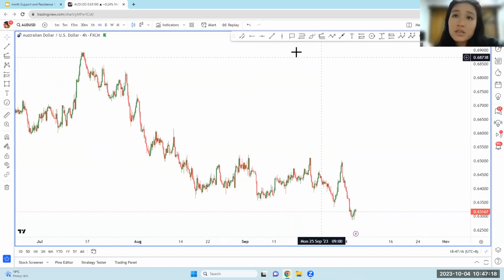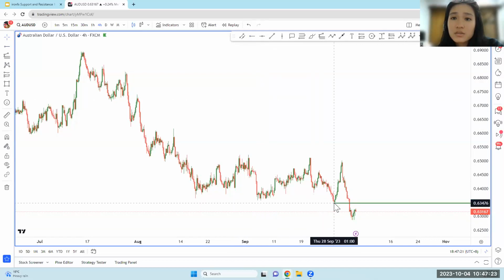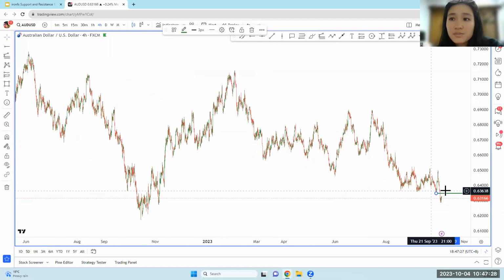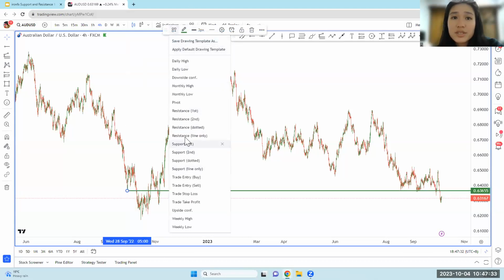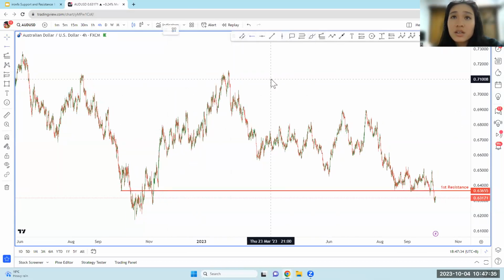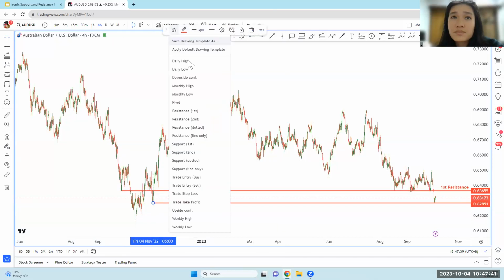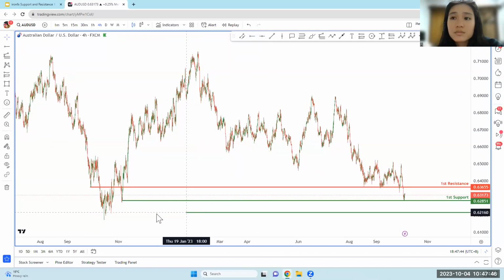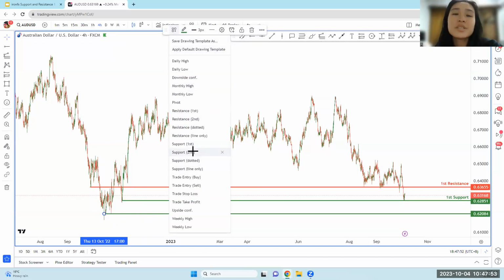Now, I'm gonna go in with my support and resistance levels. Okay, this is my first resistance and my first support, maybe just here. And my second support here.